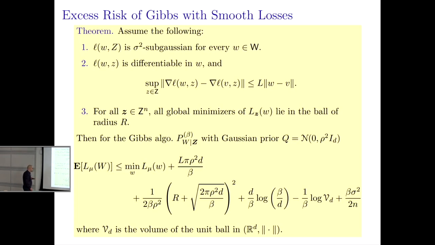So the bound, like I said, looks ugly-ish, but everything is explicitly there. R is the radius, and you see that it increases with things as you would expect. If L is increased, this is increased. There's a term that increases with rho, but there's a term that decreases with rho. D over beta log beta over D is a standard thing that you would see in these annealing bounds.